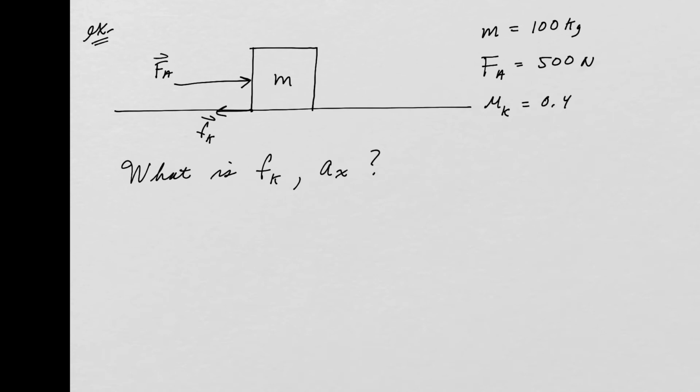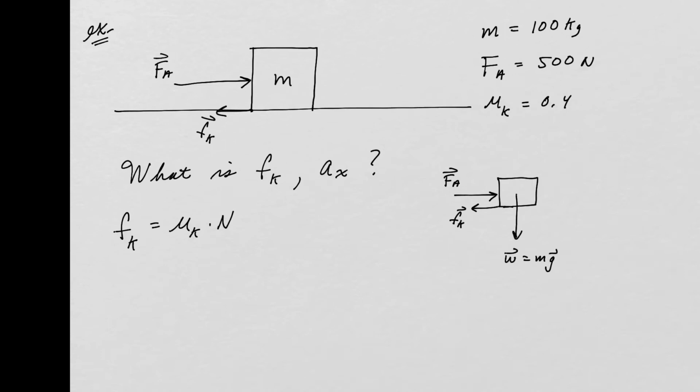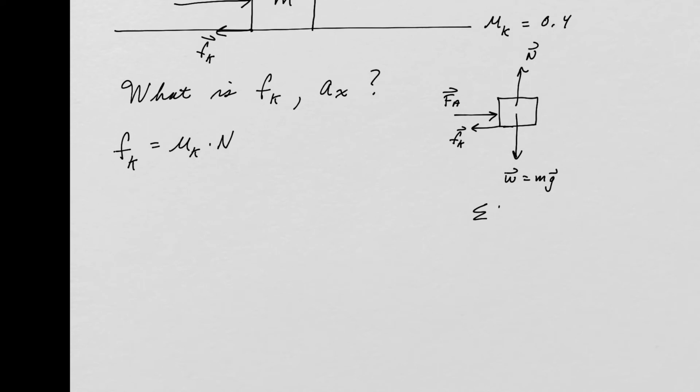First thing I would do, remember to find Fk, we can model it as mu k times n, the normal force. What is the normal force in this case? If we look at this object, there are four forces acting. We have Fa, the kinetic frictional force to the left, the weight of the object, which is mg acting down, and the normal force acting up. If I just focus on the y direction, the sum of the forces in the y direction equals may.